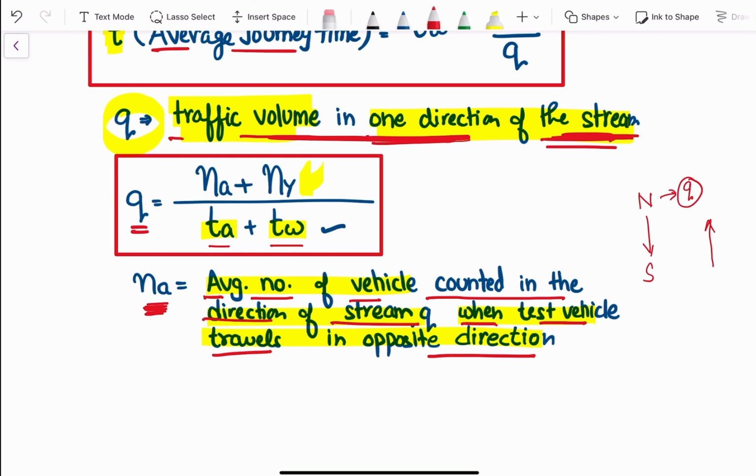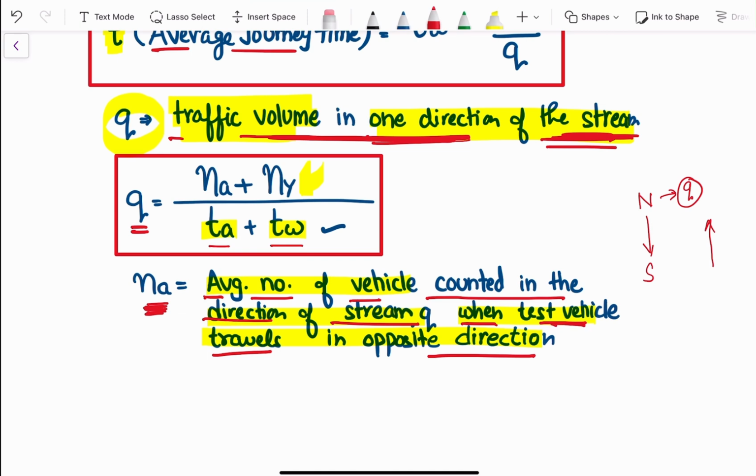I hope it is clear. Again, I'm going to repeat. It's a very confusing thing. Many times in books, when we see this, we get confused and assume that the question is wrong. I'll again repeat: NA is the average number of vehicles counted in the direction of stream Q when the test vehicle is moving in the opposite direction.